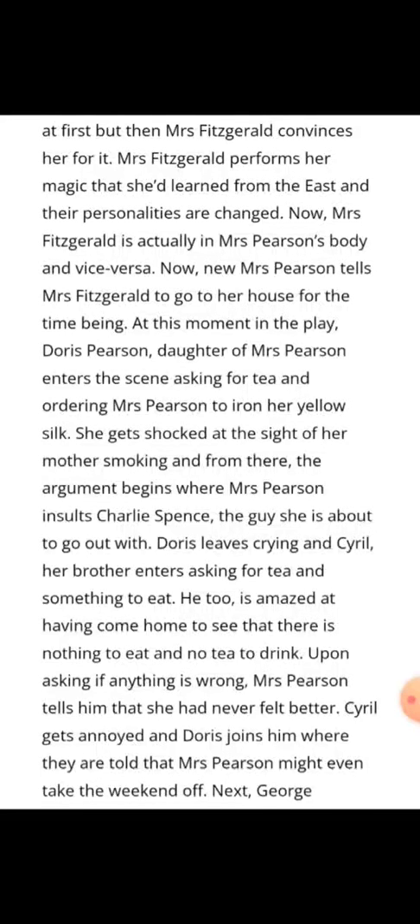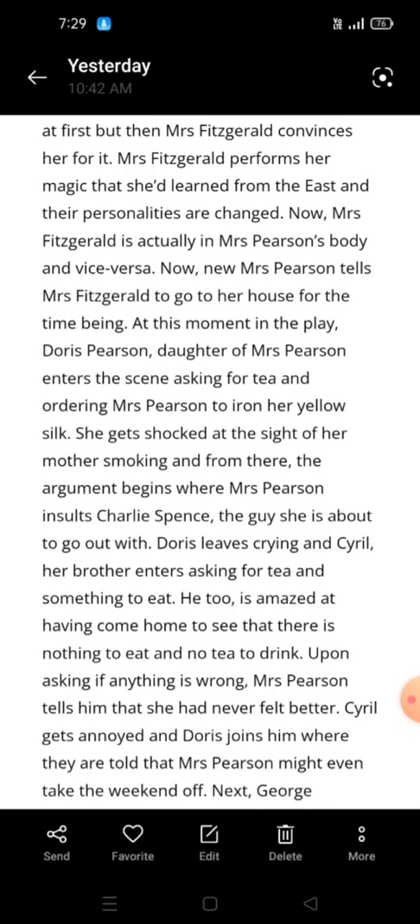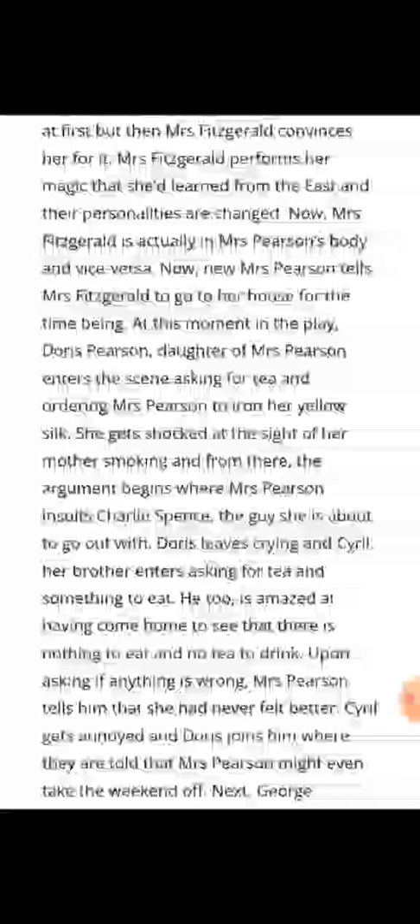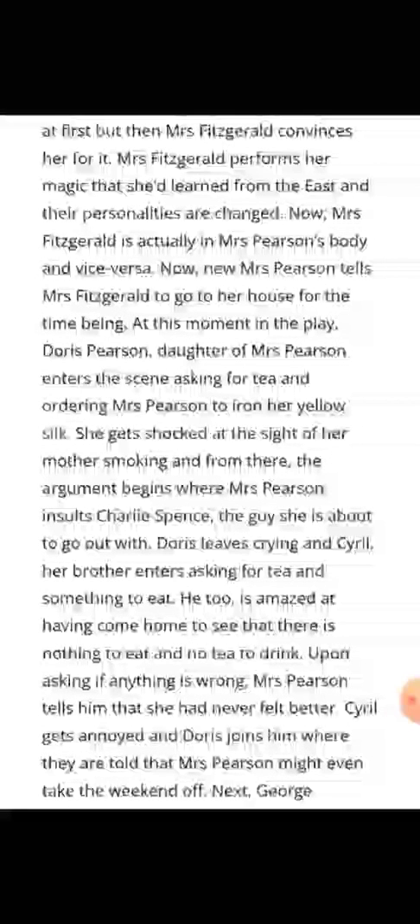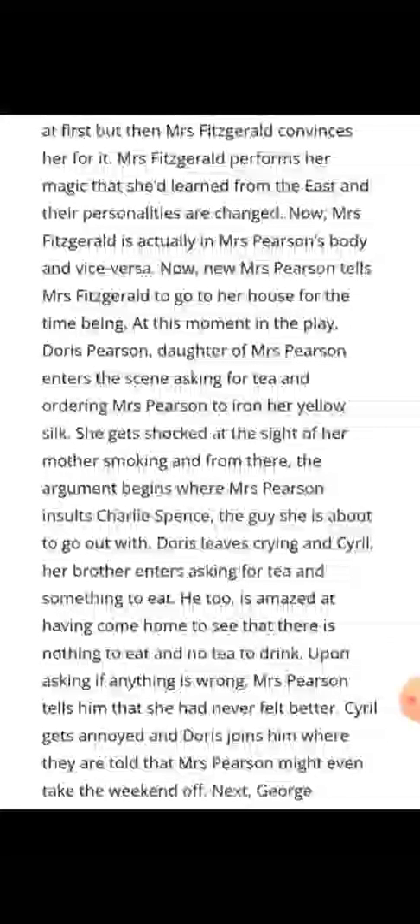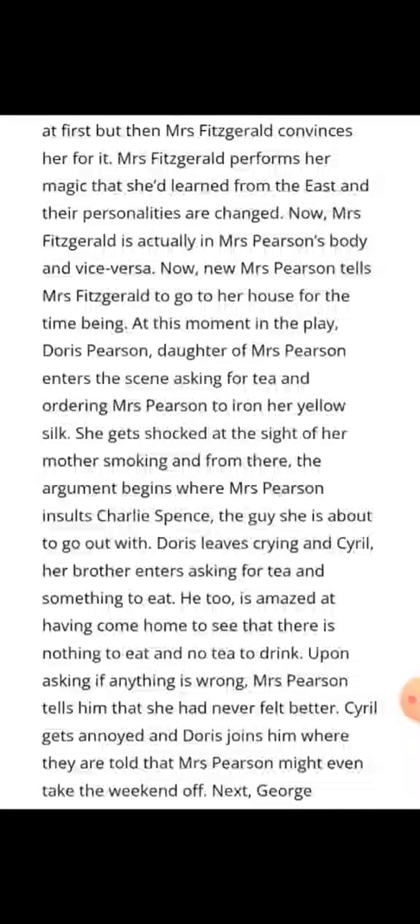Doris leaves crying, and Cyril, her brother, enters asking for tea and something to eat. He too is amazed at having come home to see that there is nothing to eat and no tea to drink. Upon asking if anything is wrong, Mrs. Pearson tells him that she had never felt better. Cyril gets annoyed and Doris joins him, where they are told that Mrs. Pearson might even take the weekend off.